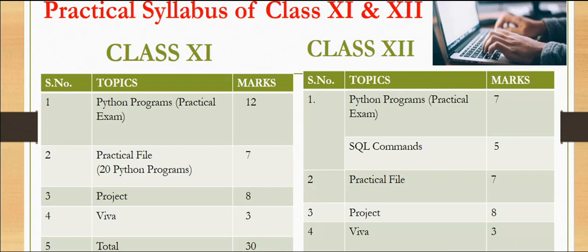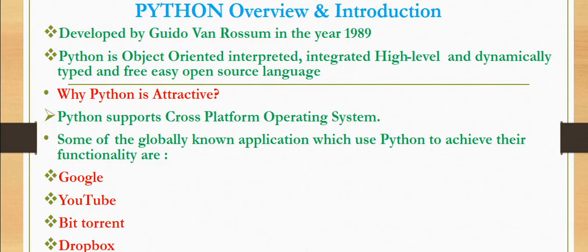Then the Python programs, the practical exam is again 7 marks, and SQL commands is of 5 marks, basically the connectivity of Python and SQL, so it is of 5 marks. Then practical file which you have to submit, we are doing the SQL and both Python programs, it is of 7 marks. Projects which you have to do and submit, and record file also, it is of 8 marks. And Viva, that oral questions with your practical exam, it is of 3 marks, so total is of 30 marks.